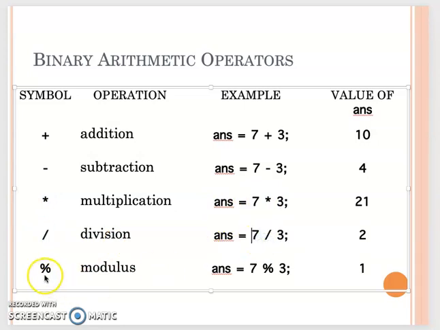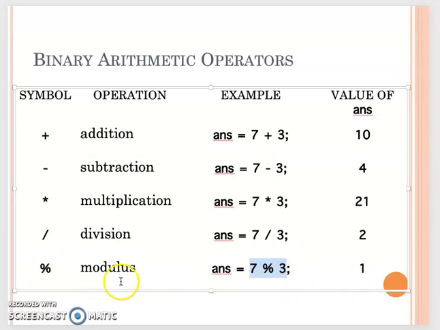Then we want to introduce you, in case you didn't know it before, the percent sign, which we call the modulus operator. For example, 7 divided by 3: the quotient is 2, right? Then the remainder is 1. So when you do the modulus, it returns the remainder as the value.